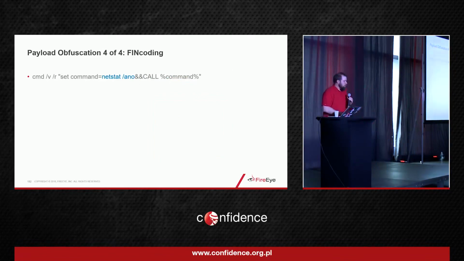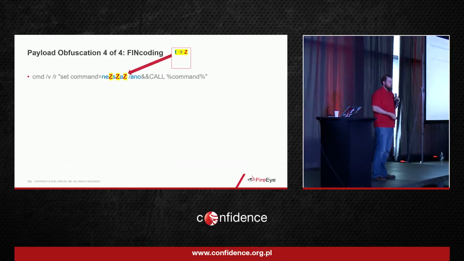The last one is fin coding. This is fin style encoding. And basically we're going to just randomly choose letters to swap out. So let's take every T and replace it with a capital Z.